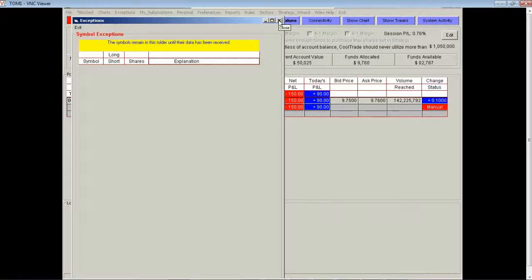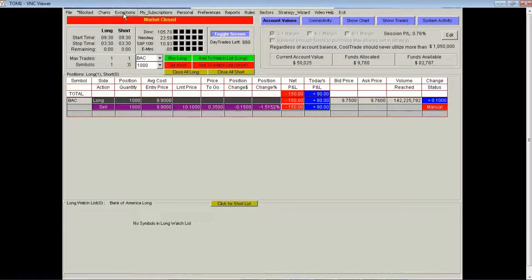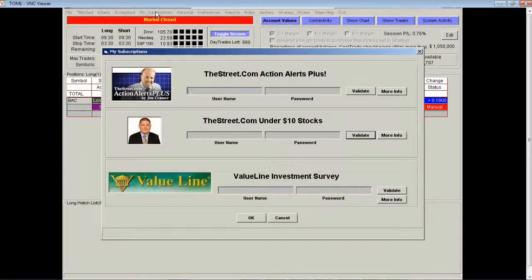And you can also do one too. If you happen to have any in your watch list here, you could click on it and say, remove from today's list. All right. And it'll go into the exceptions folder then. But it'll only go in for one day. It'll be back tomorrow if it's in your watch list.